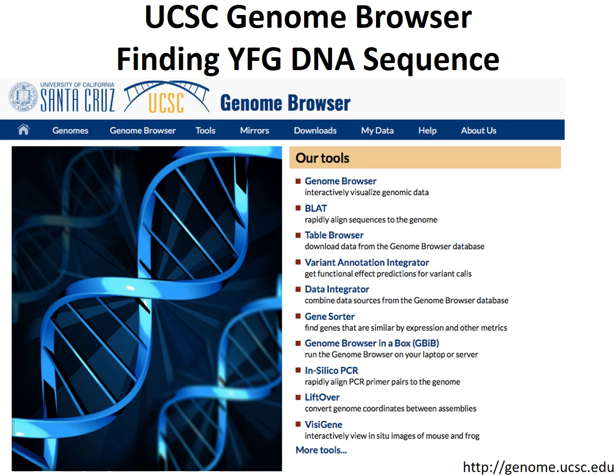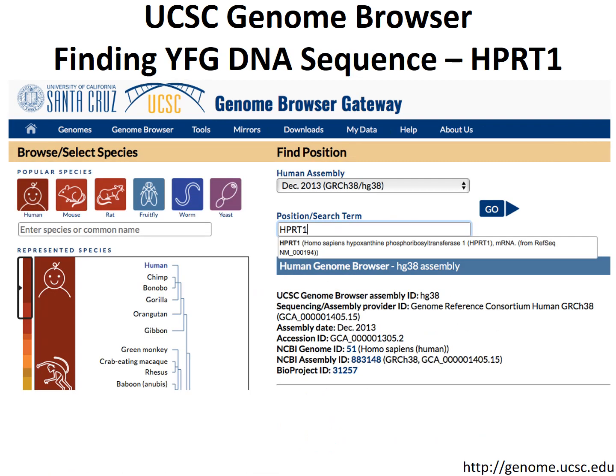So the UCSC genome browser is where I usually go first when I'm designing a project. This is the front page of the UCSC genome browser. And if you click on the Genomes tab here, you'll be brought to a page that looks like this. And here you can then pick the species that you'll be targeting, and again, enter the gene name in that window and press go.